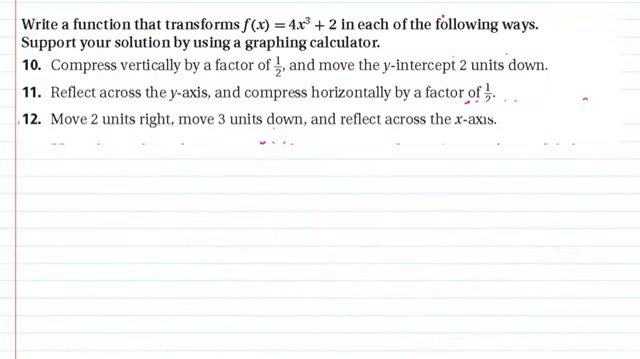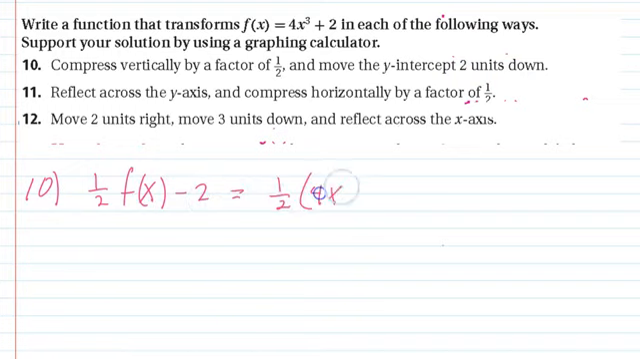All right, now that we're experts, we can go through these pretty quickly. They give us the function and then tell us to transform it in multiple ways. Compress vertically by a factor of 1/2 and move the y-intercept 2 units down. So for number 10, a vertical compression means you're going to have 1/2 on the outside. And 2 units down means you're going to have a negative 2 at the end. And it's going to look something like this.